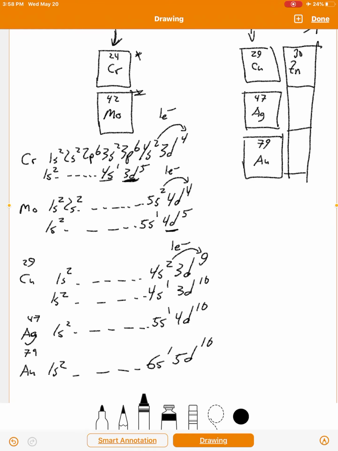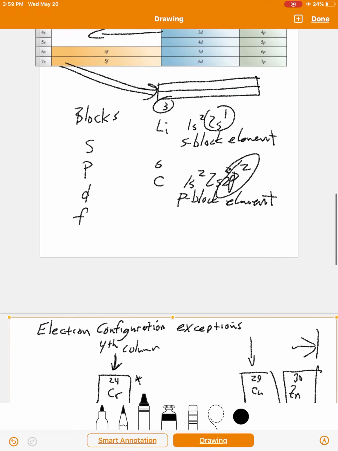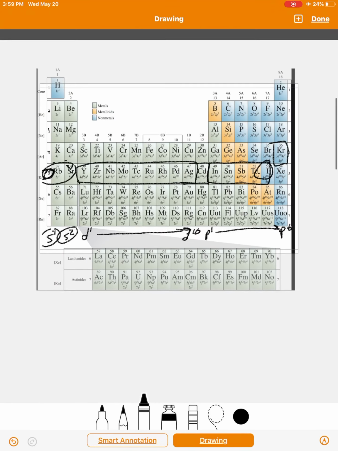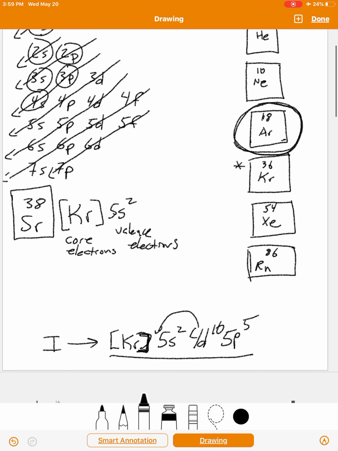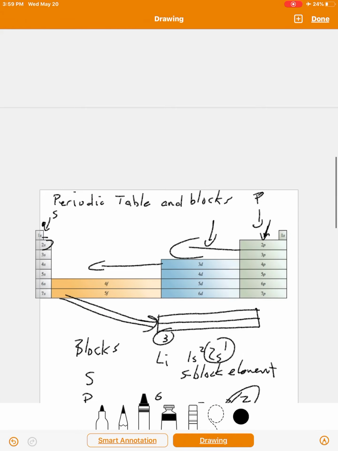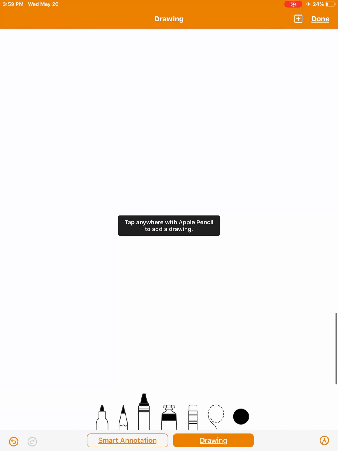Okay? So practice writing electron configurations. Practice using the noble gas notation, like I talked about up here at the beginning. Practice that as well, and get good at writing electron configurations. Okay?